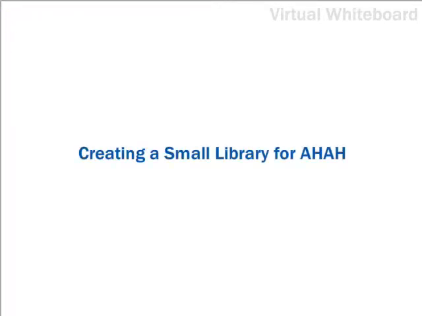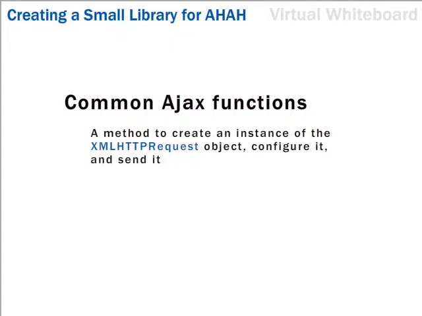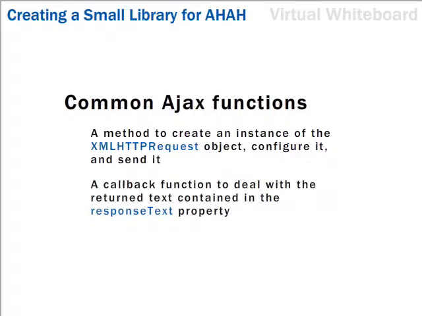Some AJAX applications, although complete and functional, involve embedding a lot of JavaScript code into the pages. Each application tends to contain similar functions. A method to create an instance of the XML HTTP request object, configure it, and send it. A callback function to deal with the returned text contained in the response text property. You can abstract these functions into simple JavaScript function calls, especially in cases where you simply want to update a single page element with a new value returned from the server.